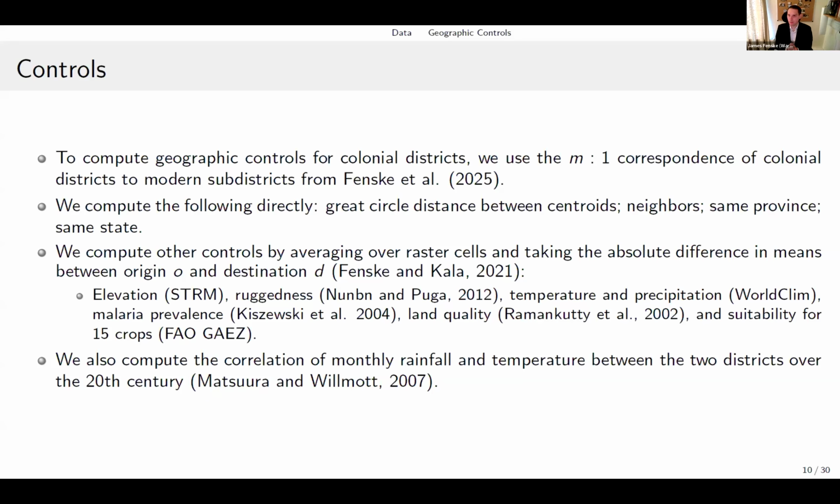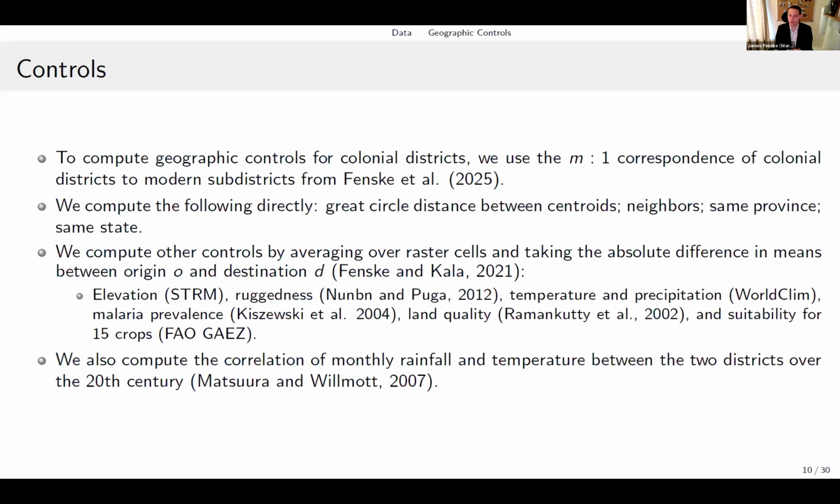There are going to be some things we can compute ourselves in GIS about the distances between these districts. What's their great circle distance? Are they neighbors? Are they in the same province? Or in the post-colonial data, are they in the same state? If you don't like using great circle distance, we're also going to be able to use the transportation networks that exist and travel times in order to tell you cost distance between two districts.